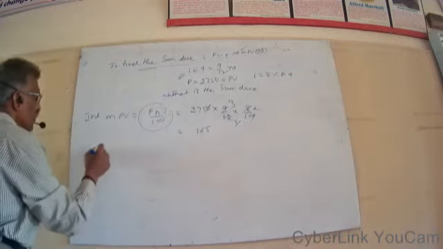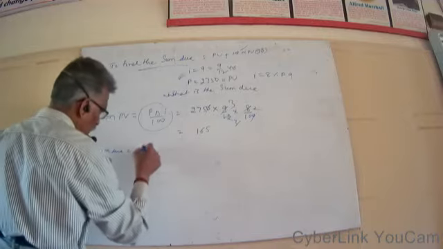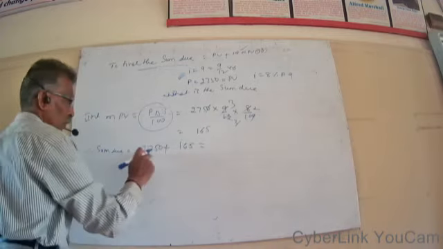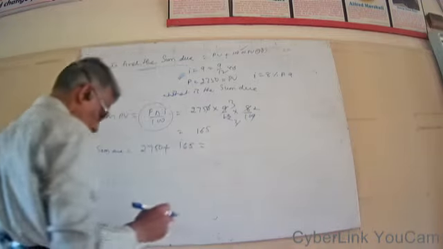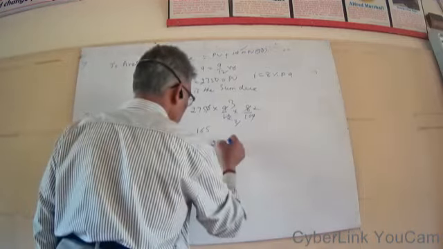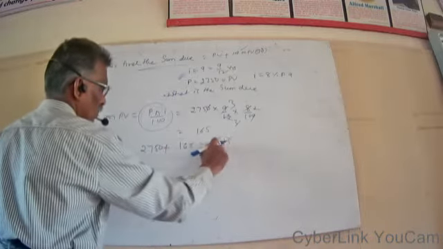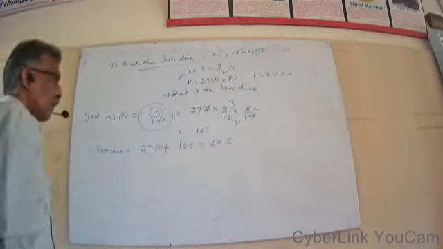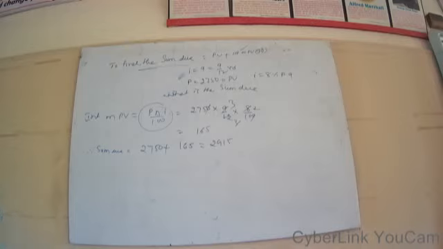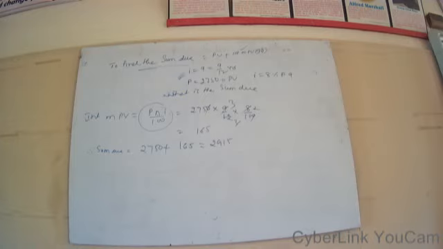Therefore, sum due equals the present value plus interest on present value, which is 2750 plus 165, equals 2915. 5 plus 0 is 5, 5 plus 6 is 11, so 1 carries, 8 plus 1 is 9. Next, problems regarding the present value and true discount, let us see in the next class.